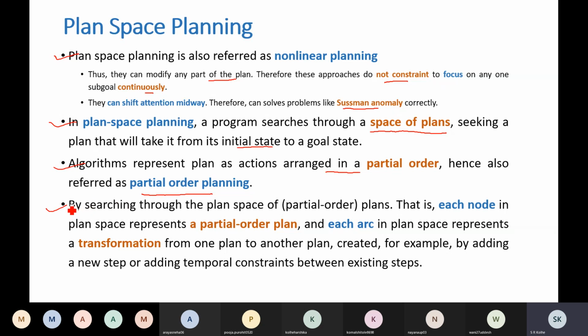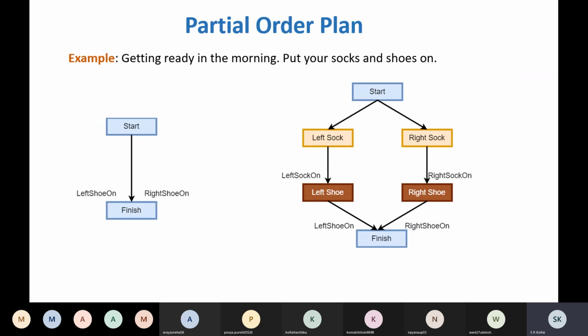By searching through the plan space of partial order plans, each node in plan space represents a partial order plan, and each arc in plan space represents a transformation from one plan to another plan. We will see how. For example, by adding a new step or adding temporal constraints between existing steps. That's how it becomes flexible. Let us try to understand this with a simple example, which will explain what a partial order plan is.